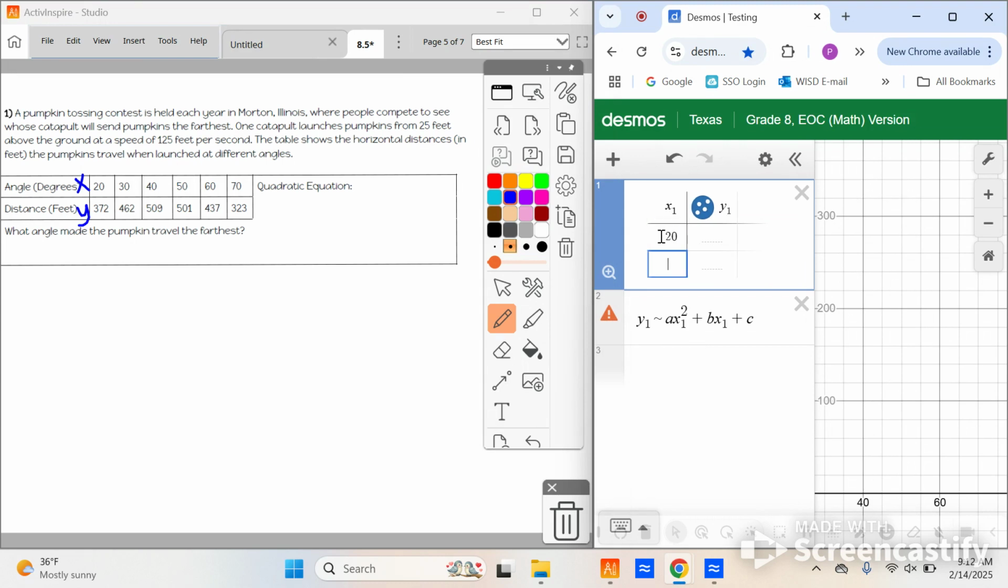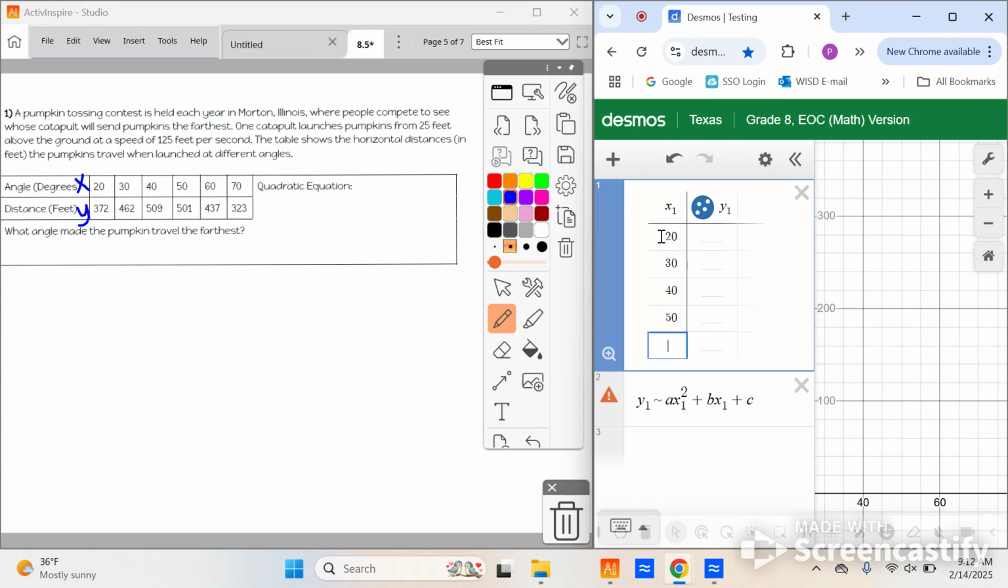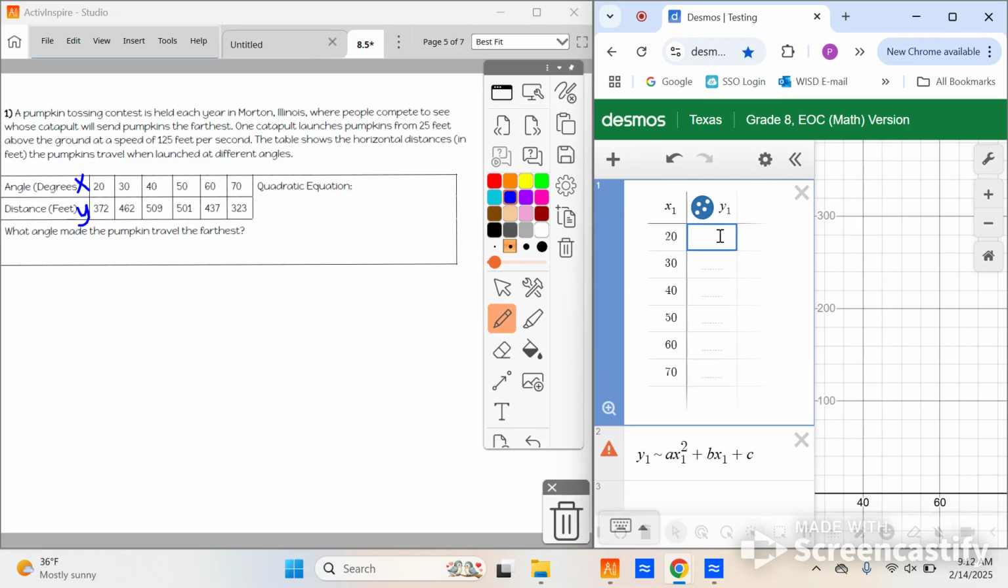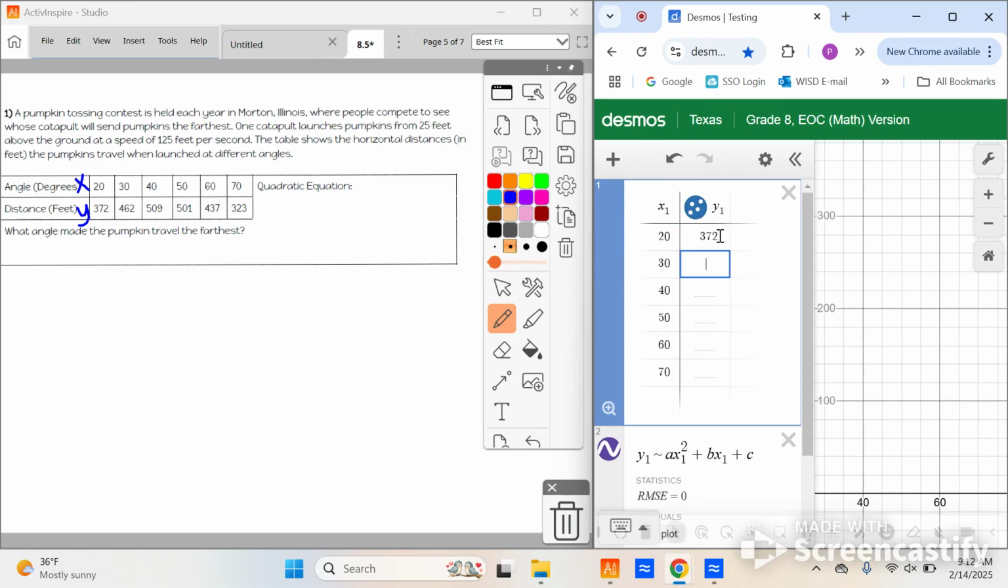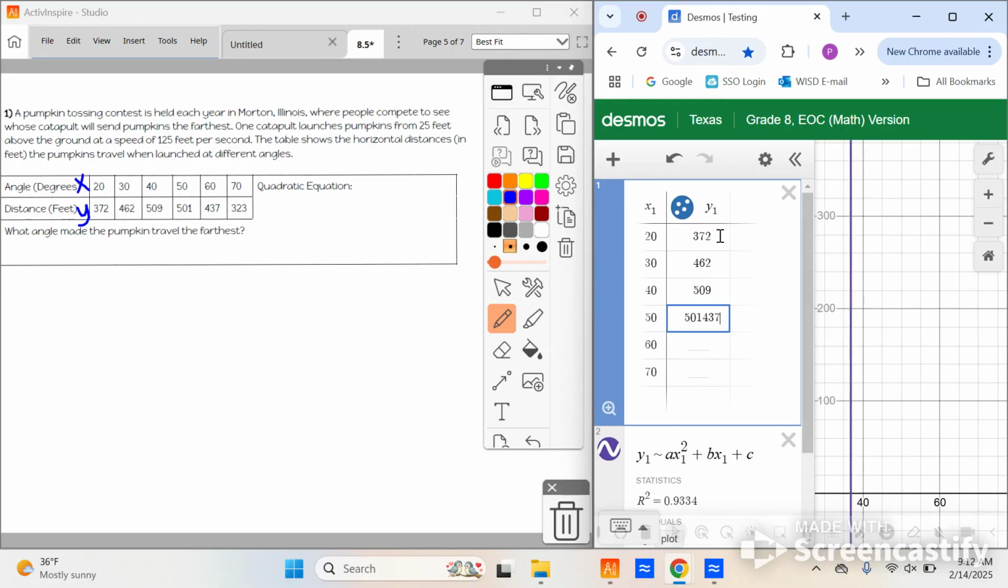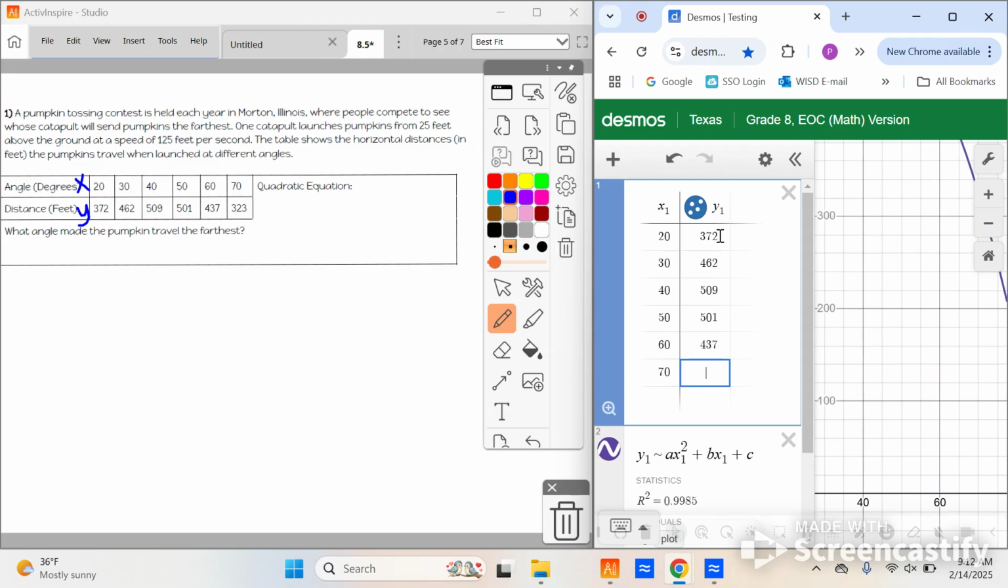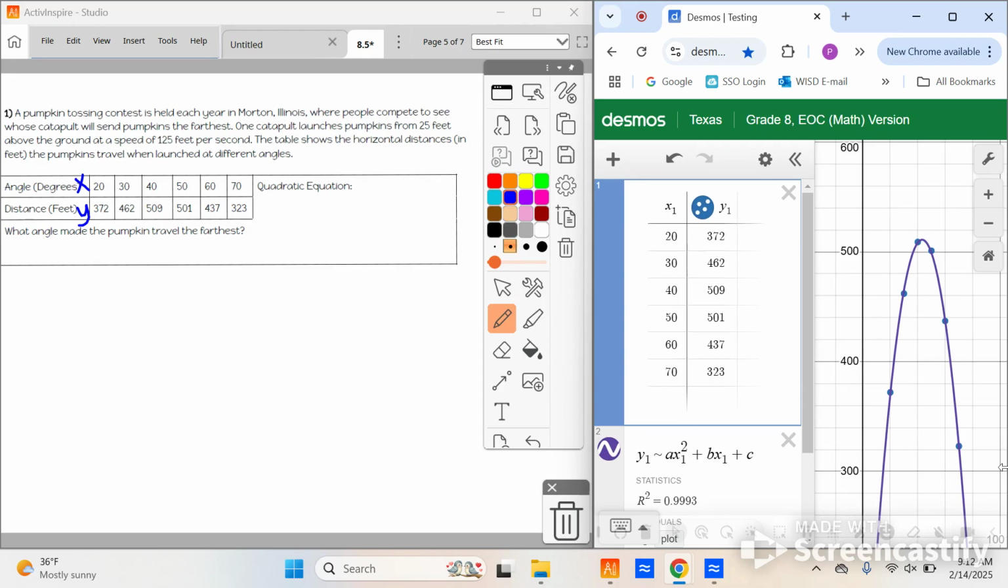So 20, 30, 40, 50, 60, and 70. And then we have 372, 462, 509, 501, 437, 323.